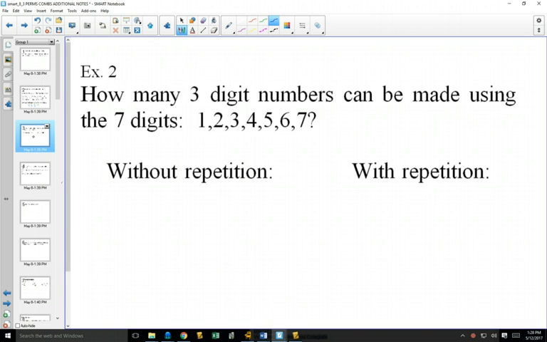So if we have a 3-digit number, we have to make 3 decisions for those 3 digits, and you're allowed to repeat using the numbers 1 through 7. Well, then there's 7 choices here, 7 choices here, 7 choices here. For 343 total.